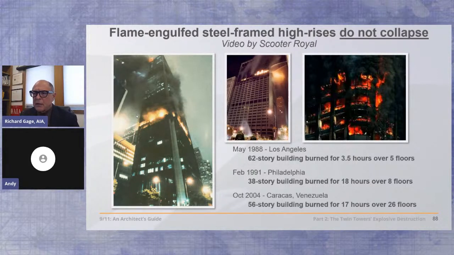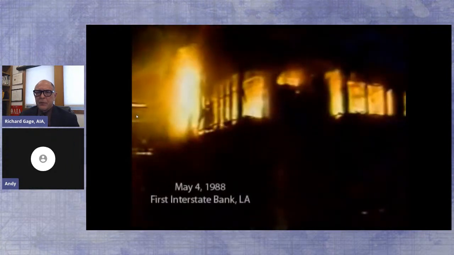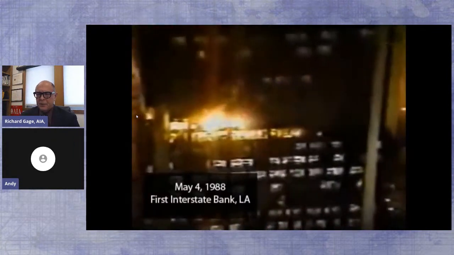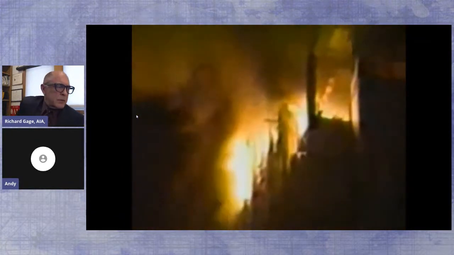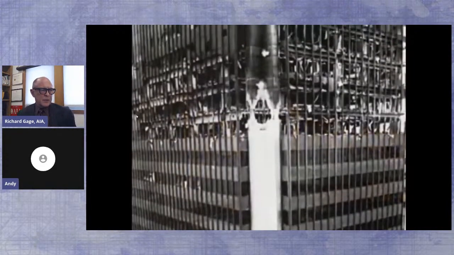In fact, let's take a look. May 4th, 1988, the First Interstate Bank, a 62-story building in Los Angeles, California, suffered a 3.5-hour fire which burned across 5 floors and caused an estimated $200 million of damage. It did not collapse.